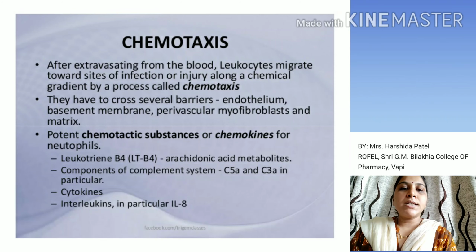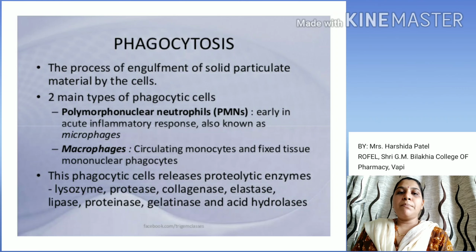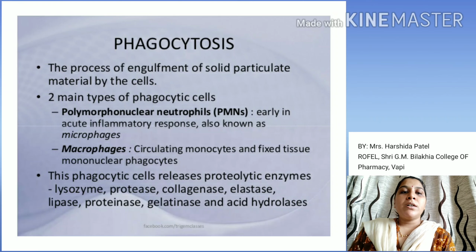Now, the second process is phagocytosis. Phagocytosis means the engulfment of solid particulate material by cells, and it is done mainly by two types of cells, which are called phagocytes or phagocytic cells. So which are these two types? Phagocytes are of two types: polymorphonuclear neutrophils, and macrophages.